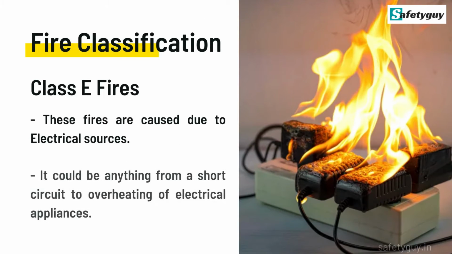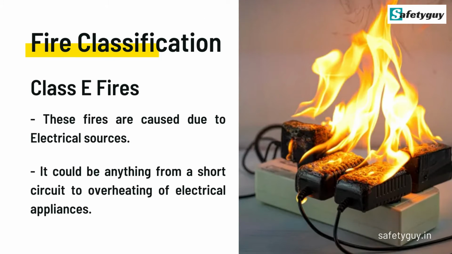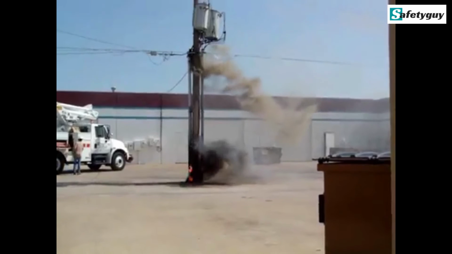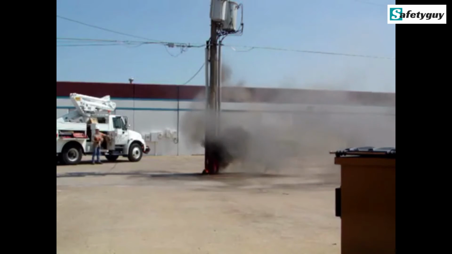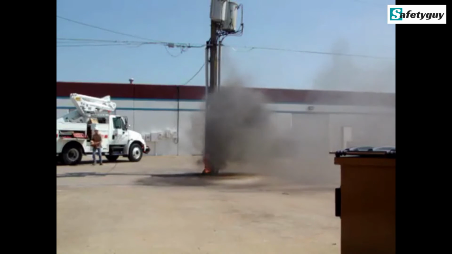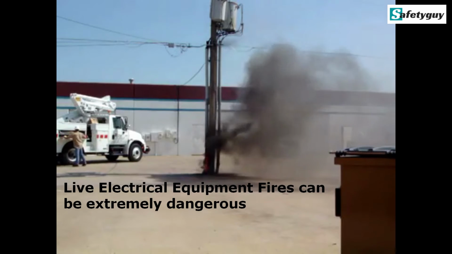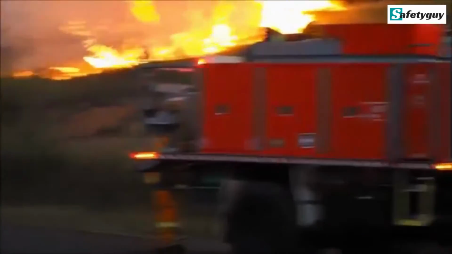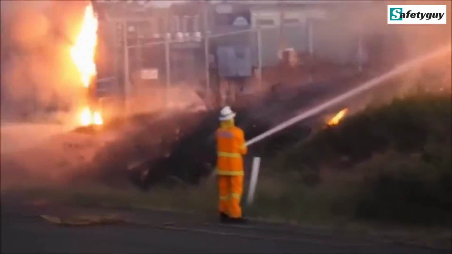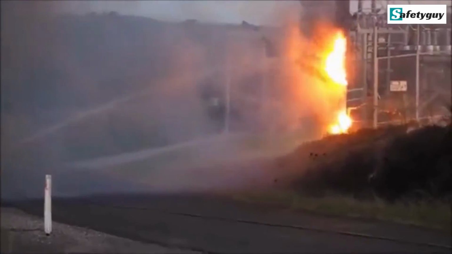Now let us look at Class E or electrical fires. This isn't strictly a fire class since electricity is more of a source of ignition than a fuel per se. Nevertheless, live electrical equipment fires can be extremely dangerous. It is not recommended to use water or any other conductor material to extinguish such fires because it may be fatal.